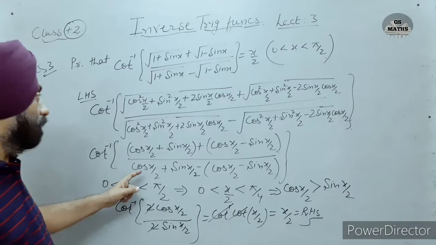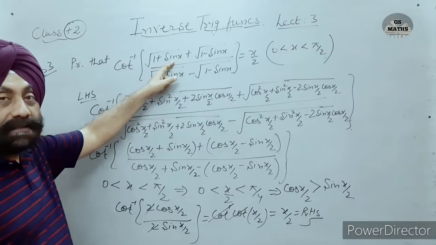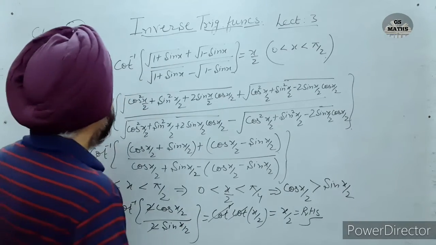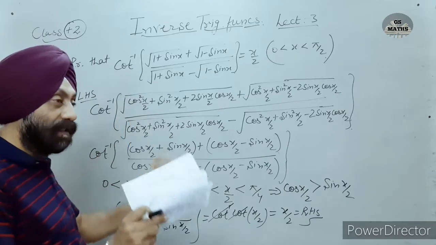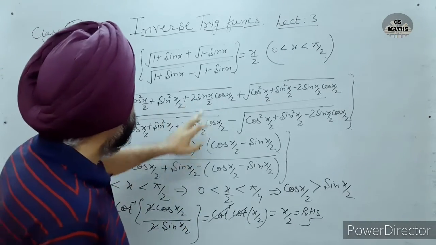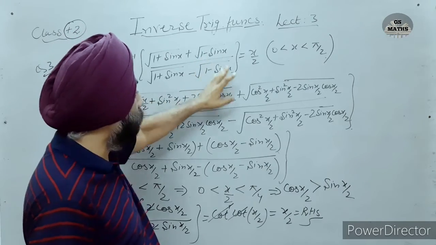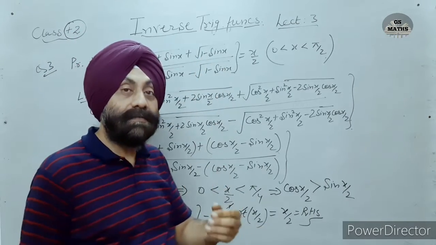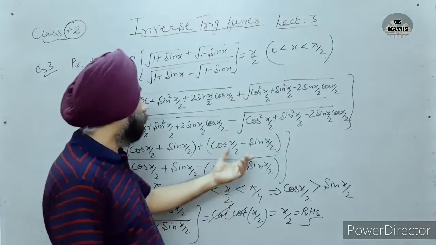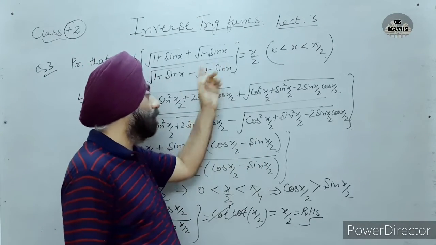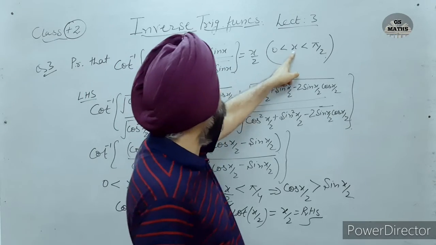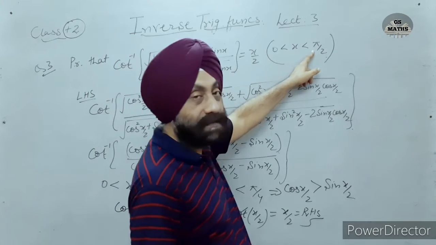Here I use the concept of 1 plus sin x. Again a trigonometric formula: 1 plus sin x can be written like this, cos x by 2 plus sin x by 2 whole square. And 1 minus sin x can be written as cos x by 2 minus sin x by 2 whole square. It could have been sin x by 2 minus cos x by 2, it will give you the same result. But my interval given was 0 less than x less than pi by 2.